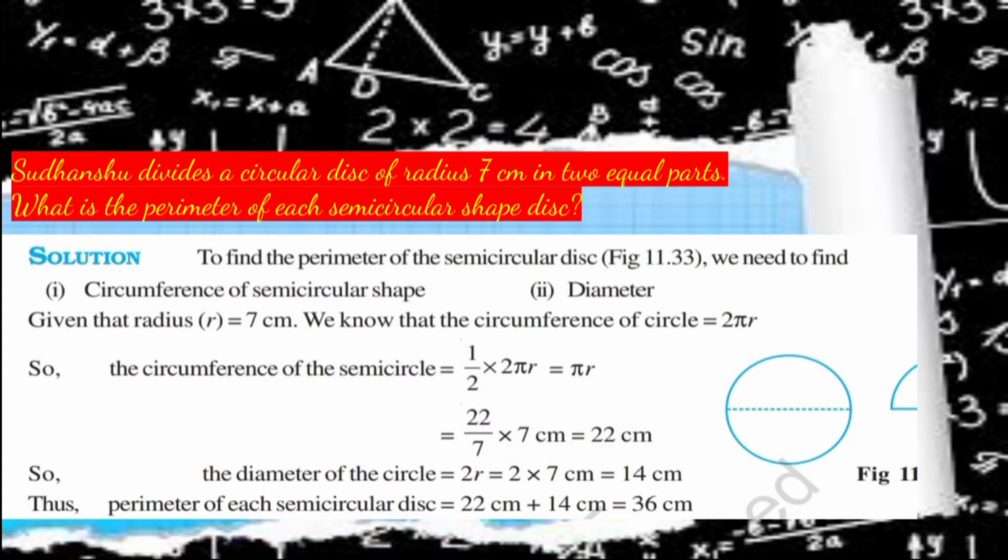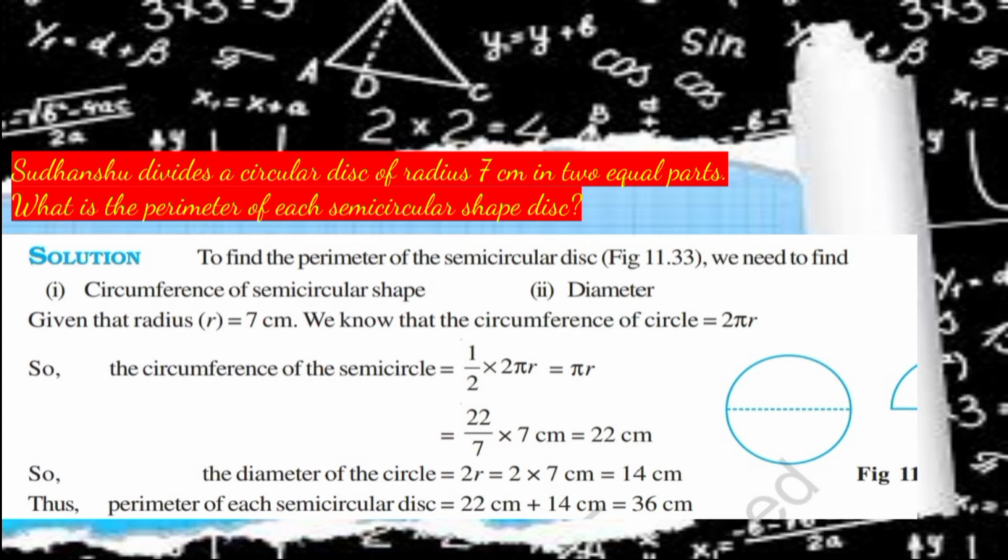Next, this question is very difficult, so understand it nicely. Sudhanshu divides a circular disc of radius 7 cm into 2 equal parts. What is the perimeter of each semicircular shaped disc? So the question says Sudhanshu divides a CD into half. And now what is the perimeter of the half CD? Yes. So for that, let's find the circumference of half CD.